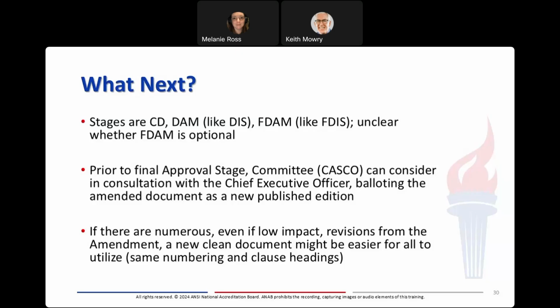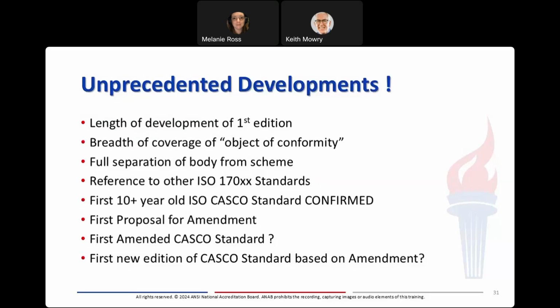Why would that be helpful? Well, imagine there are numerous, but really not very consequential, changes that are going to come out of this amendment process. Which would you prefer? Would you like to have the old 17065 document and a separate document with lots of changes, and you have to read both to figure out what's happening? Or would you like a new version of 17065 with all the amendments incorporated therein? It seems to me that the second one would be really useful, but that'll be a decision for ISO CASCO to take. So I hope I've shown you that unprecedented and 17065 do belong in the same sentence.